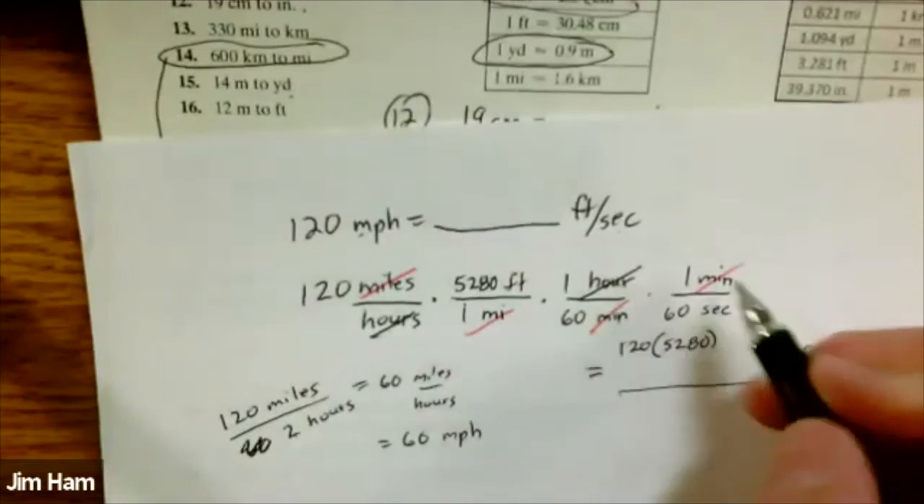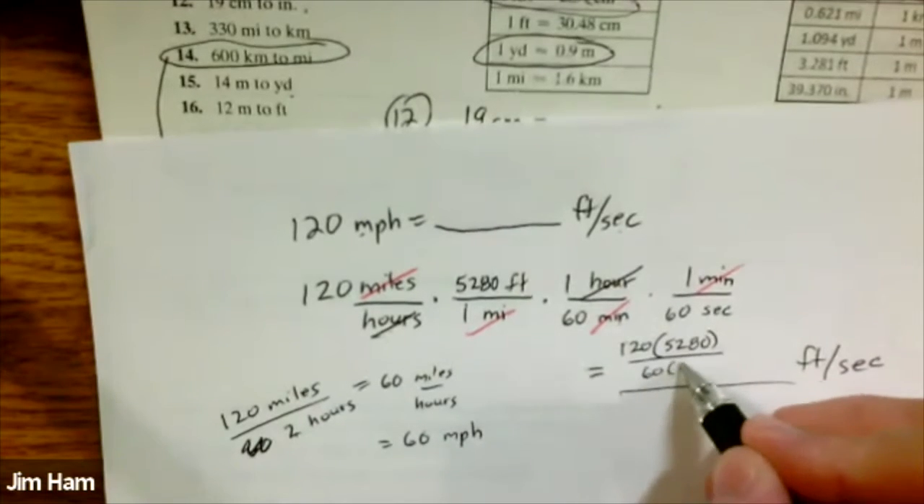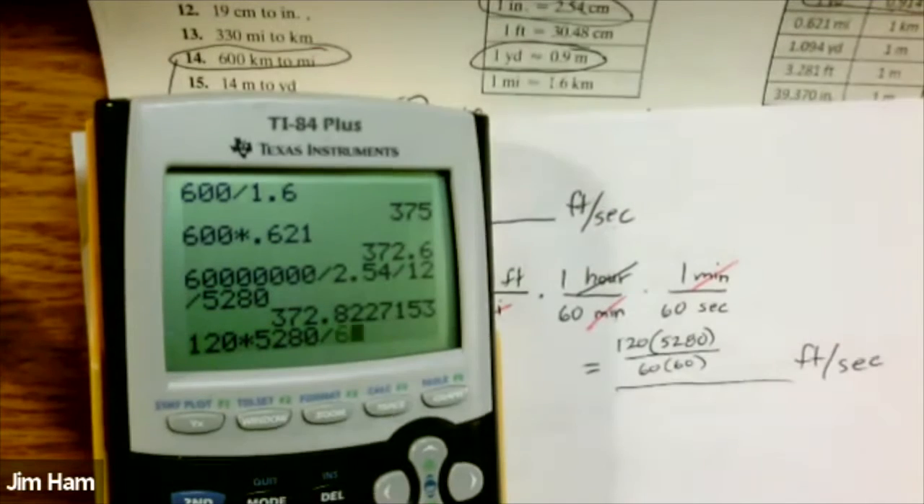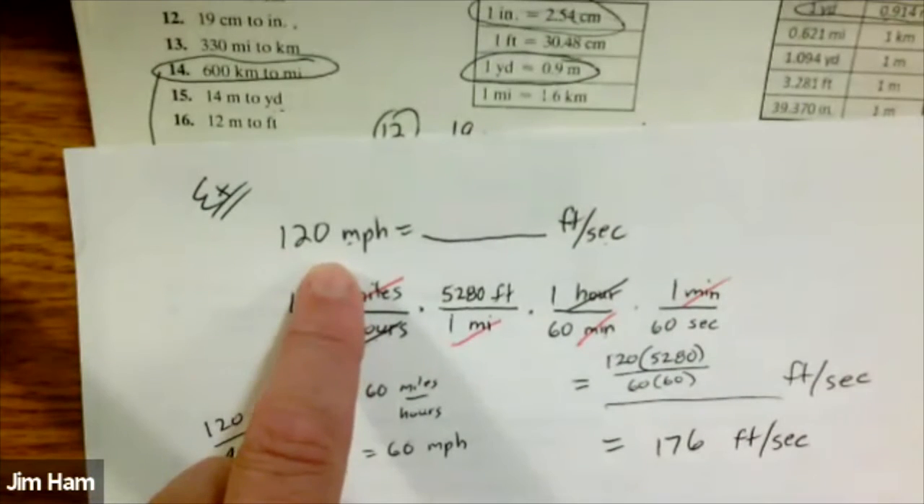5,280, and then a 1 and a 1, which doesn't change anything. And in the bottom, we have to divide by 60 and then divide by another 60. So multiply the top numbers and divide by both of the bottom numbers. So something traveling 100 miles per hour is also traveling 176 feet per second.